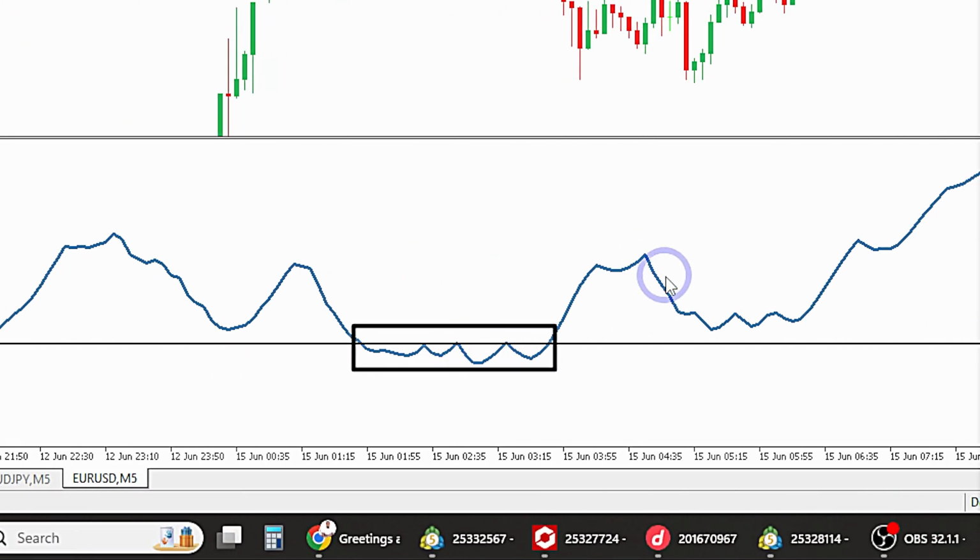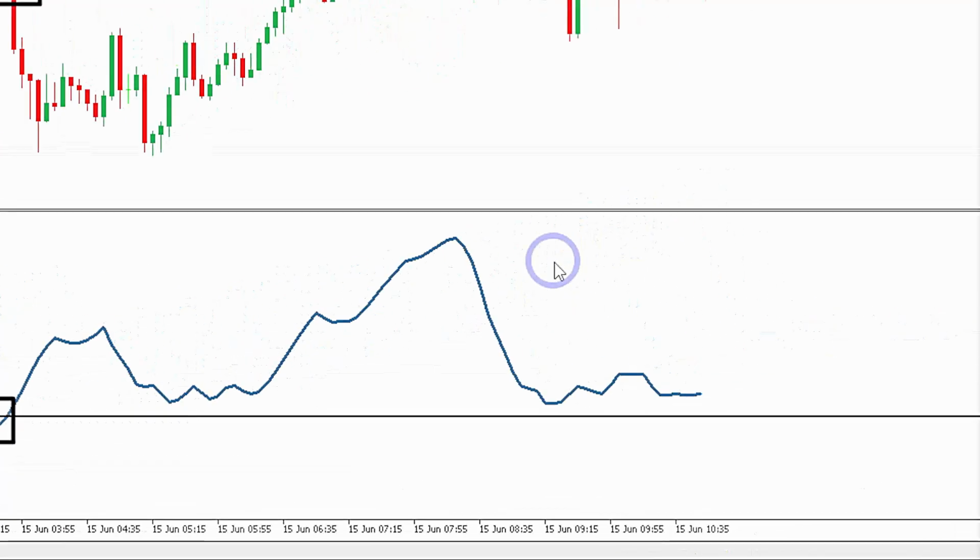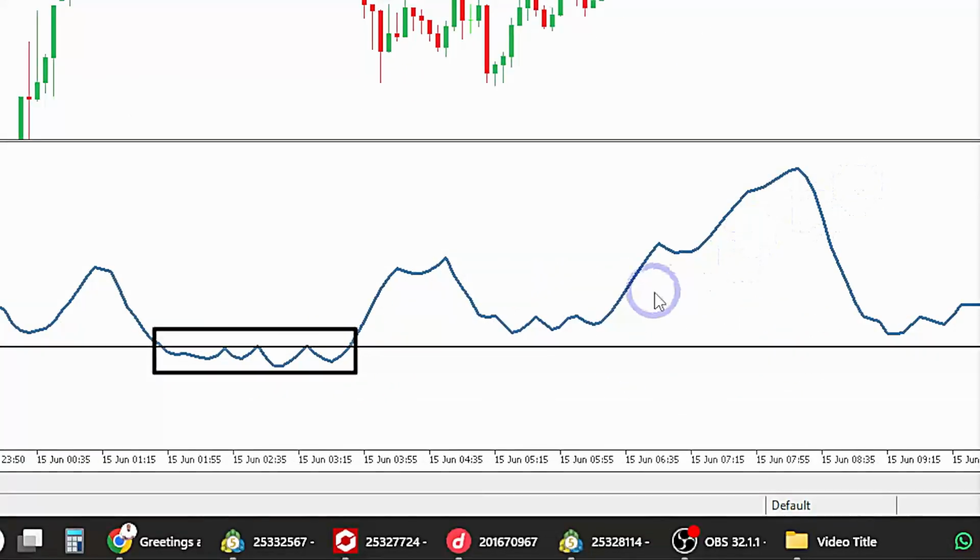But if the line is above 25 like this, believe me, there's volatility in the market. The market is moving. The market will have a defined trend. Okay, the market will have a defined trend.